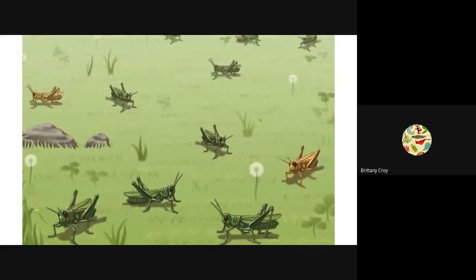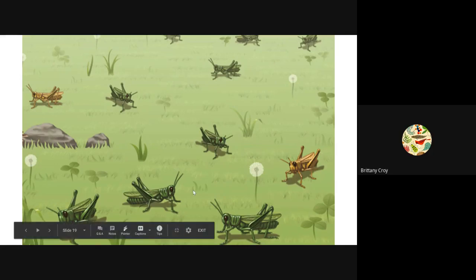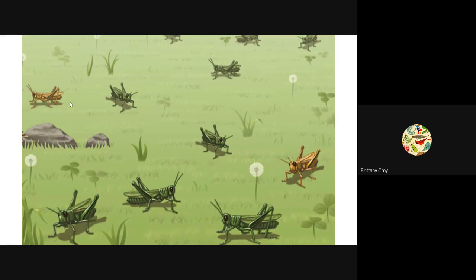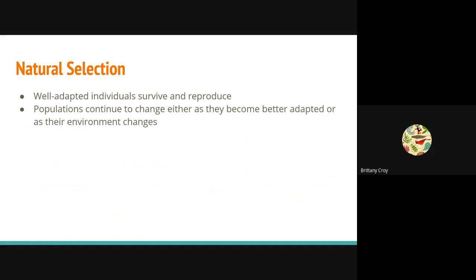Over time, we'll probably see a change in the population and there'll be more green grasshoppers. Since the tan ones are easier to see, they're eaten, they don't get to reproduce. The green ones live and reproduce and keep having more green babies. Notice the tan stays in the population, it just becomes less common. This is natural selection in a nutshell: the idea that the better suited individuals are the ones who survive and reproduce. And over time, this can cause changes in populations.